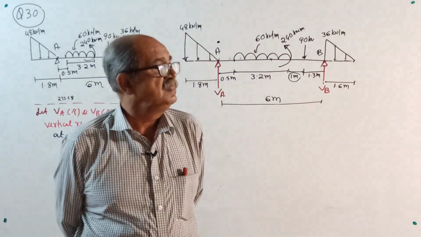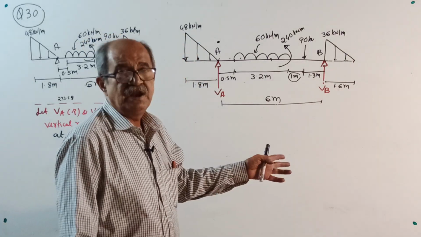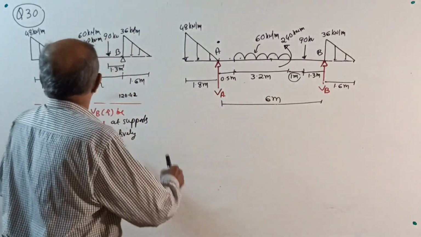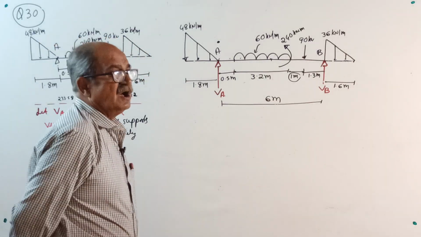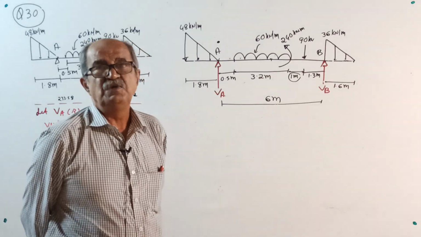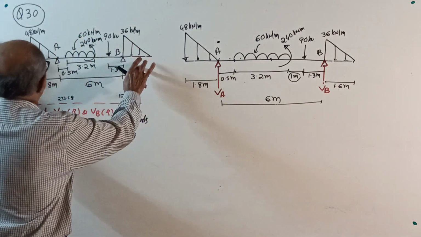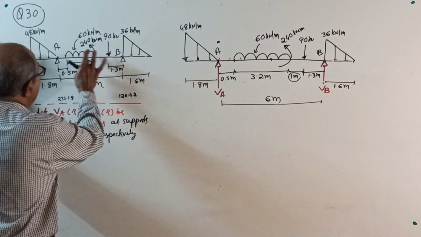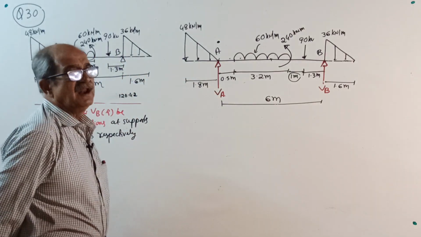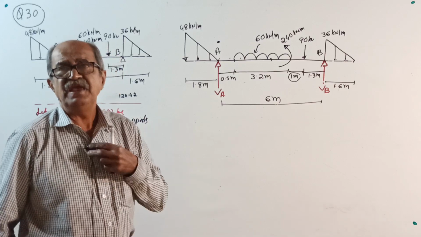Welcome. Now, continuation, question number 30. This time I can't give the question in words, it will be too lengthy. The question is: for the beam shown in the figure, the supports are A and B. Find the vertical reactions at the supports A and B.